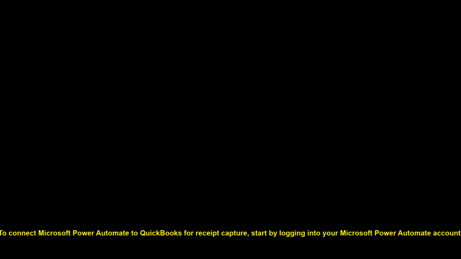To connect Microsoft Power Automate to QuickBooks for receipt capture, start by logging into your Microsoft Power Automate account. Once logged in, navigate to the My Flows section located in the left-hand menu. In the top right corner, click on the Create button to begin a new flow.